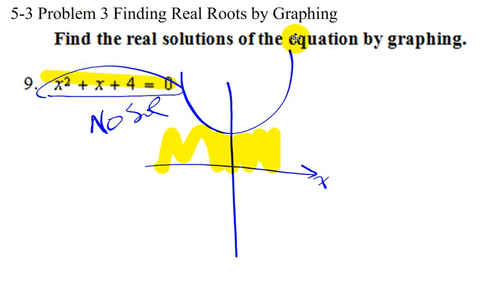Number 9, find the real solutions for the equation by graphing. Well, if you were to plug that in the graphing calculator, which if I were you and I had a graphing calculator in my hand, I would exactly do that. I'd go to my y equals and type in x squared plus x plus 4, hit my graph button, and take a peek. And you'll find it doesn't even touch the x-axis, so there's no solution.